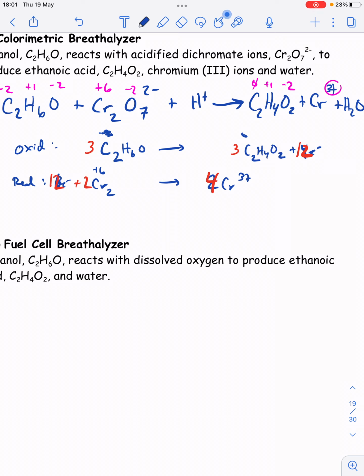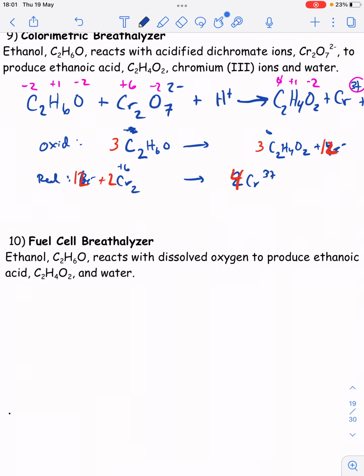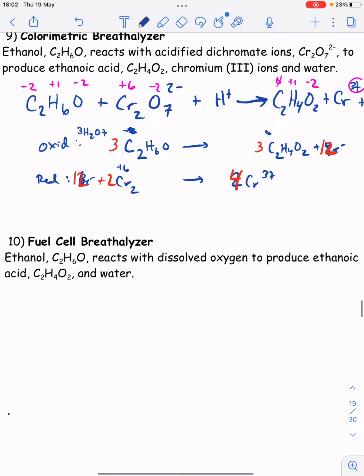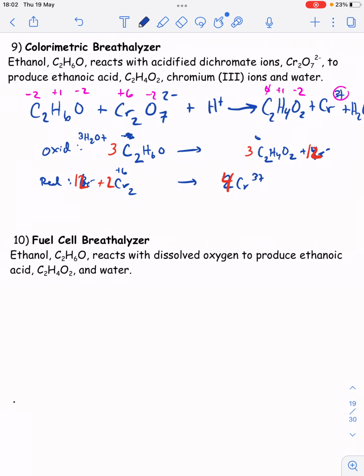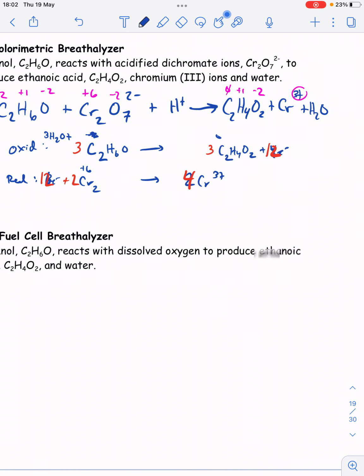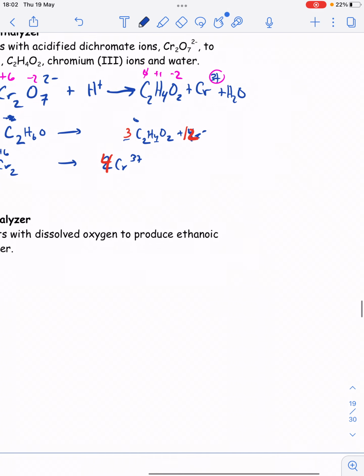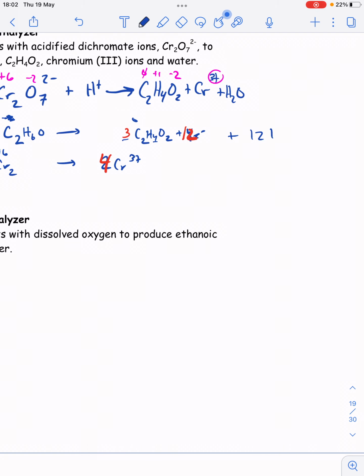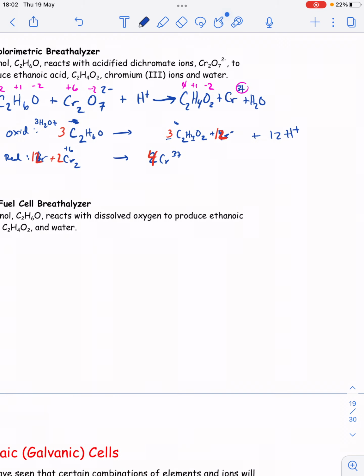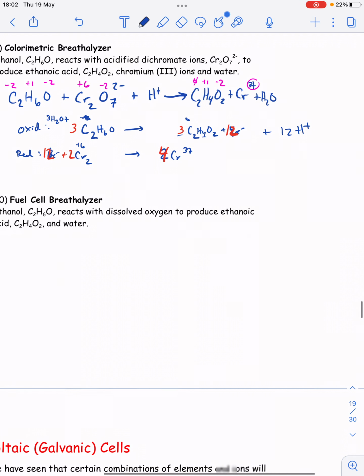I've got 3 oxygen on the left, I've got 6 on the right. Therefore, I need 3 more on the left. Okay, I count hydrogen. I've got 6 H from the water. I've got another 18 from the ethanol molecules, so that's 24. And I have 3 times 12 over here, so I've only got 12 there. So I need another 12 H plus on the right. Okay, top equation is done. That's the oxidation half equation.